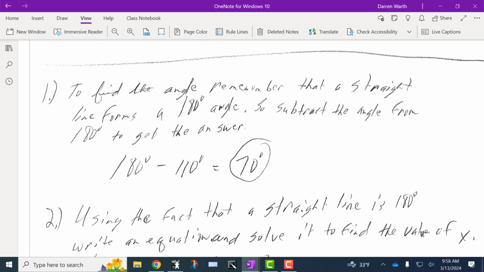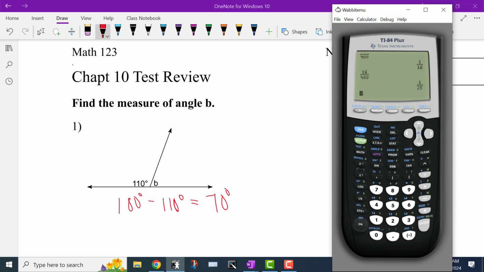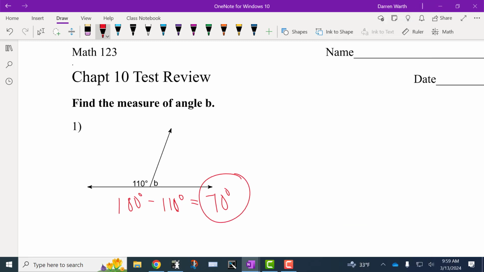So if you look back at your problem right here, you're going to notice that this does form a straight line. And so all you're going to have to do to find this is remember that a straight line is 180 degrees. We're going to subtract the 110 degrees, and it comes out to be 70 degrees. So on your calculator, just take 180 minus 110, and you're going to get a total of 70. And that would be your answer for number 1: 70 degrees.